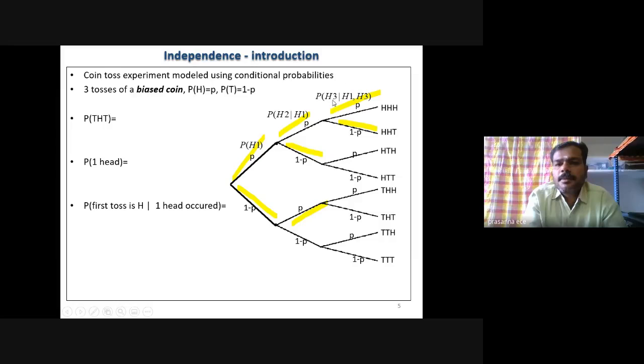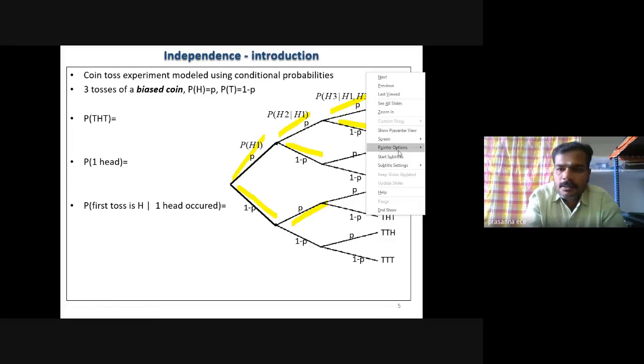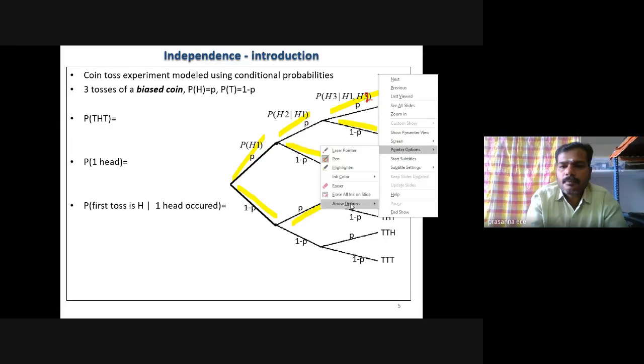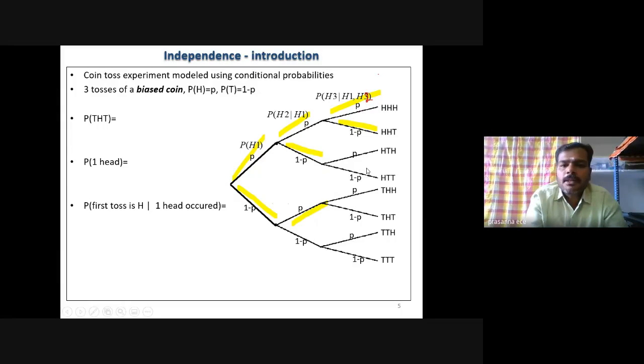This branch similarly represents the probability of getting a head in the third trial, given that the first, sorry, this is a mistake here, the first and the second trials, H1 comma H2, resulted in a head. Just change this so that confusion is avoided. Similarly for other branches. This branch describes the probability of getting heads in the second trial, given that the first trial resulted in a tail.